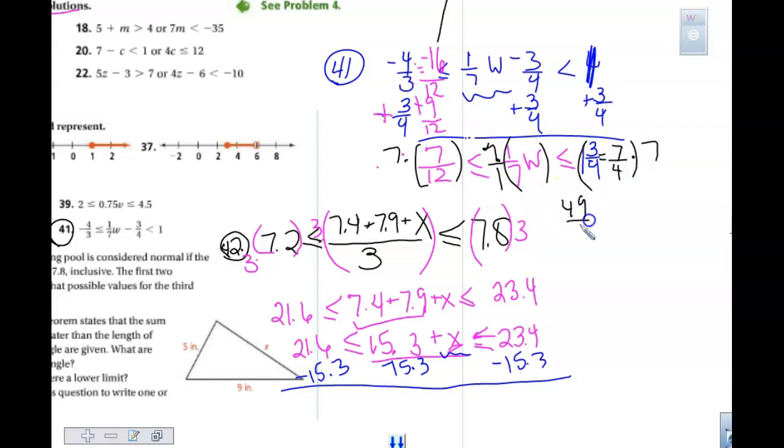49/12. I can leave it like that. Can you change it to a fraction or a mixed number or decimal? Yes. Less or equal to w. Less or equal to, 7 times 7, 49/4. You can leave it like that. You don't have to get a 12.